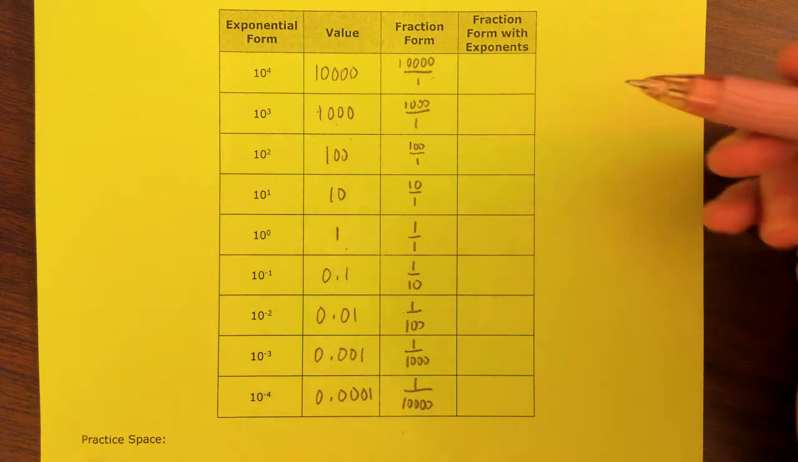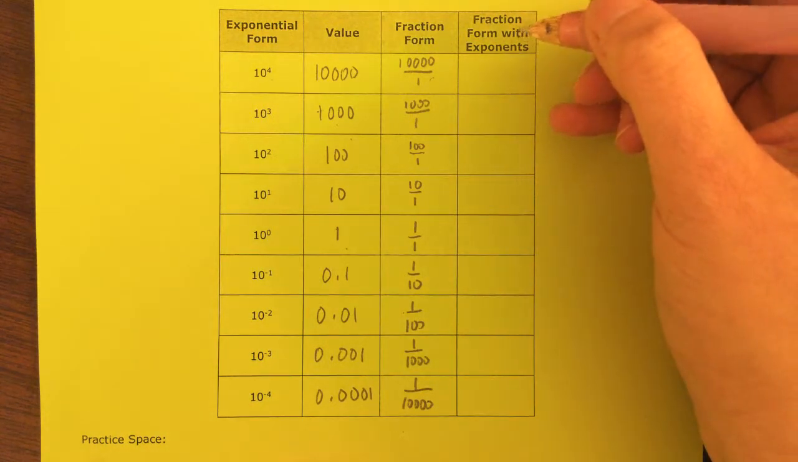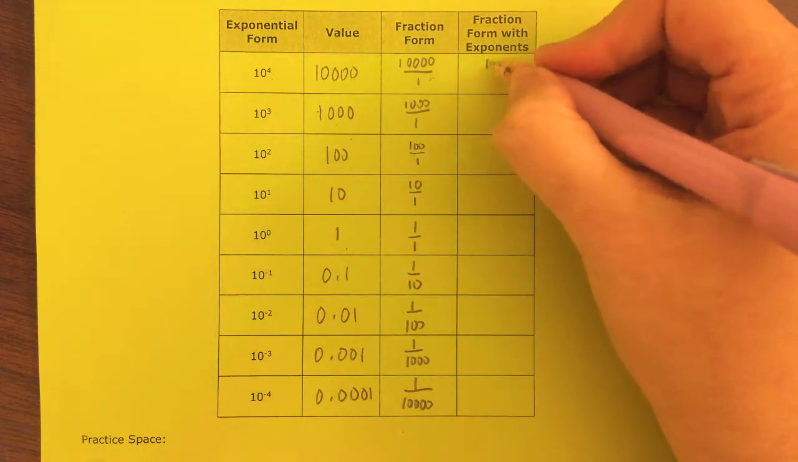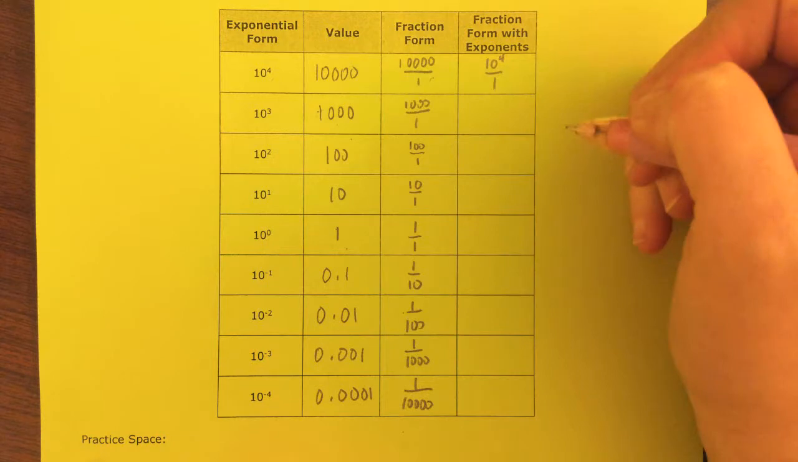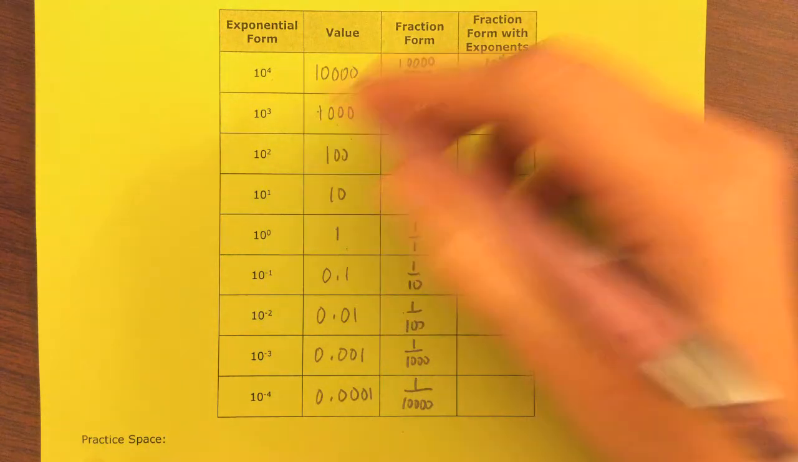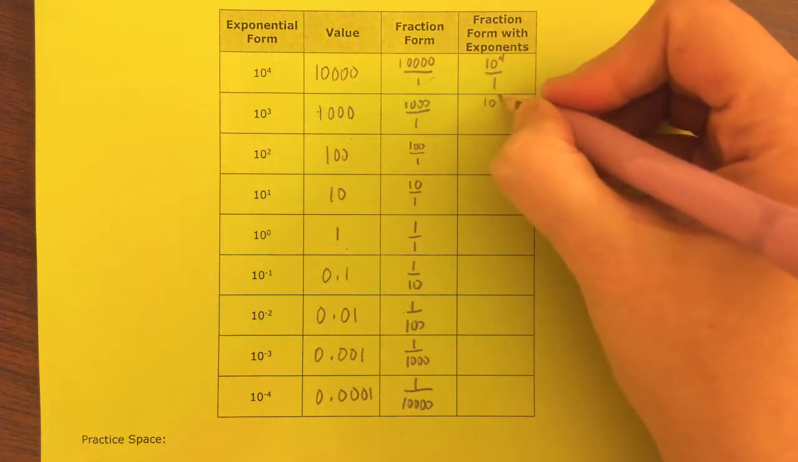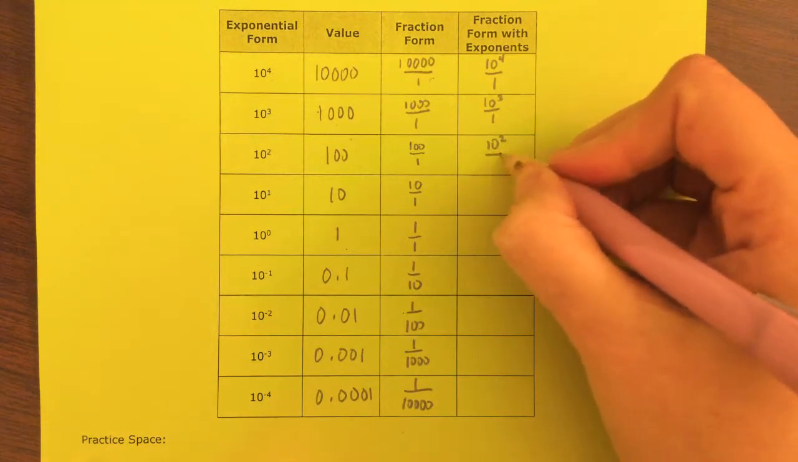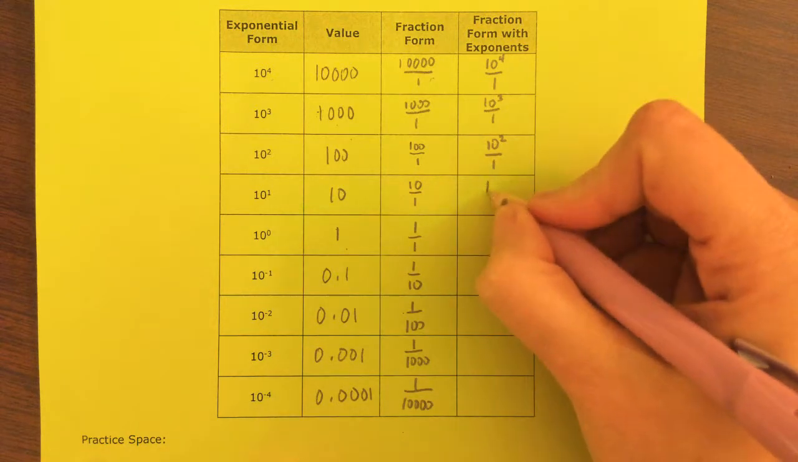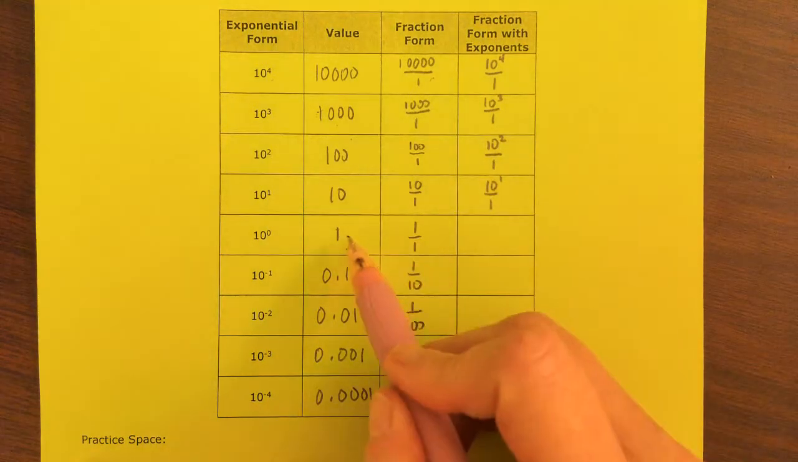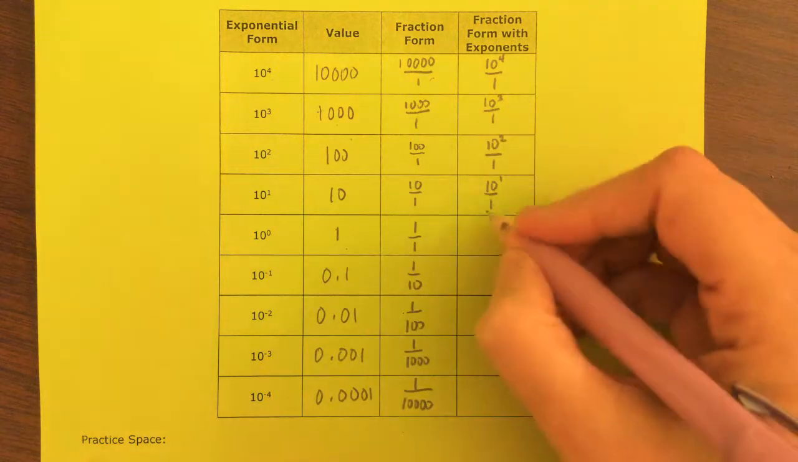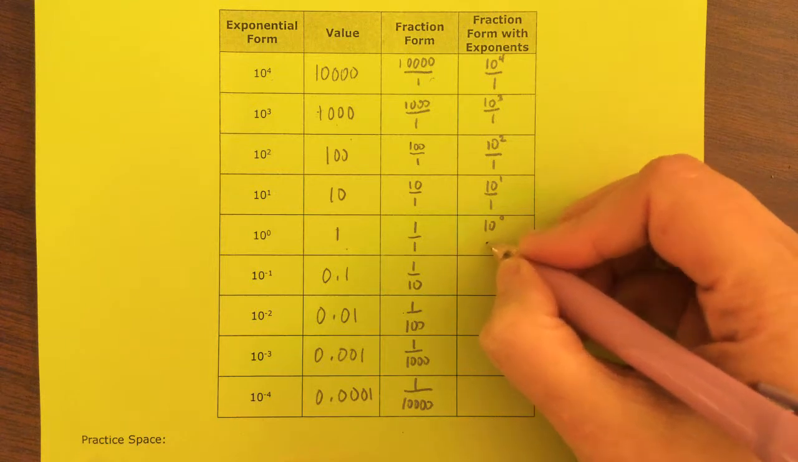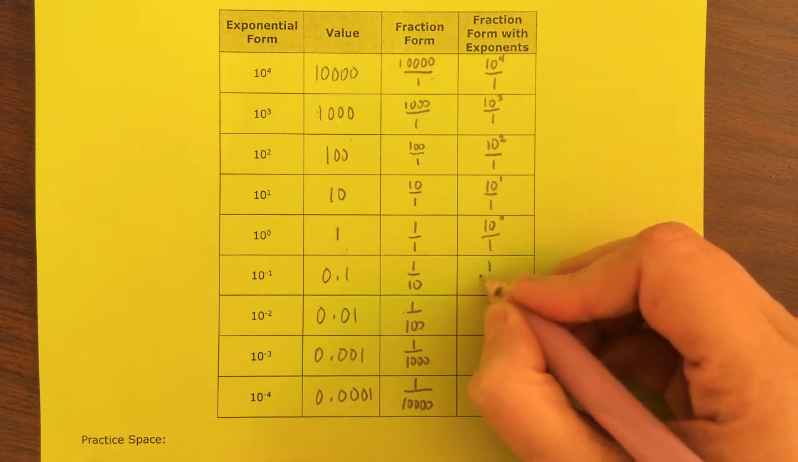Let's look at it when we write it with exponents. If I write this with exponents, I already know that 10 to the 4th is 10,000, so this is 10 to the 4th over 1. 1,000 I know is 10 to the 3rd, so that's 10 to the 3rd over 1. 100 is 10 squared, so that's 10 squared over 1. 10 is 10 to the 1st over 1. 1 in this case is 10 to the 0 over 1.